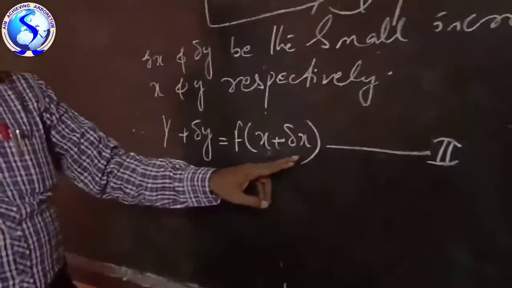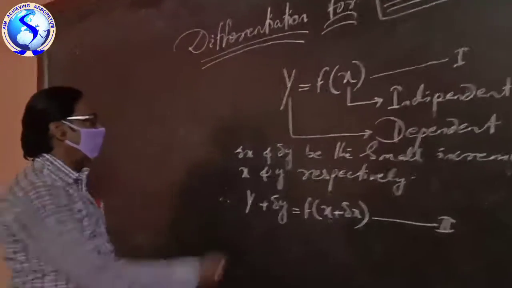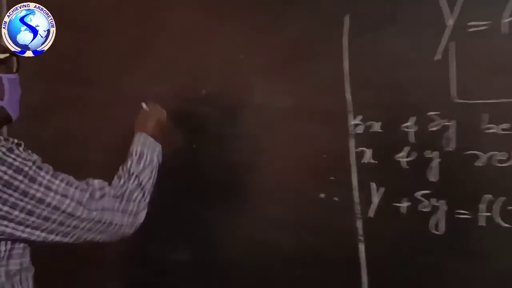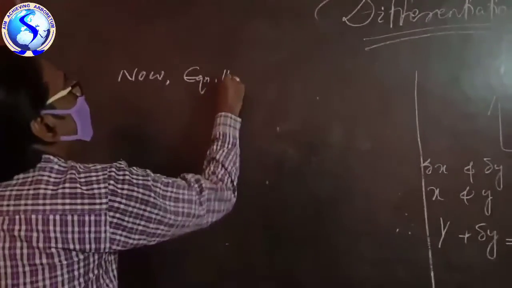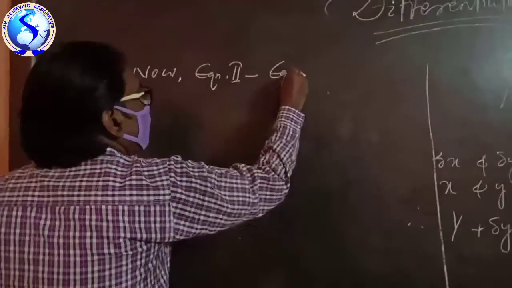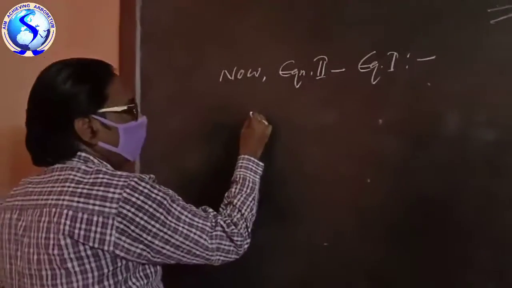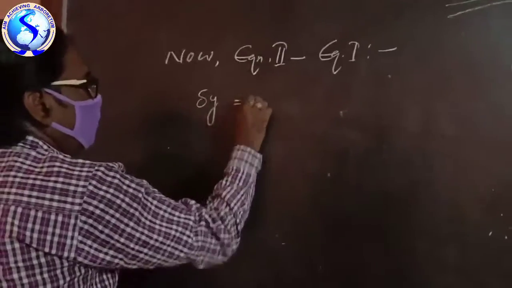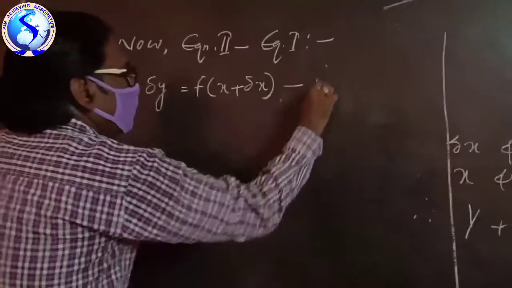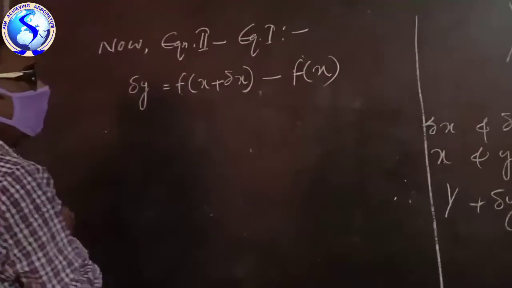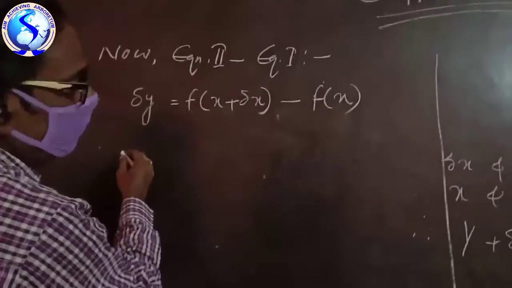Now you do one thing, equation 2 minus equation 1. Just to see how this comes. If I subtract, what will become? Delta y is equal to f of x plus delta x minus f of x. Yes or no? Let us see one more time.